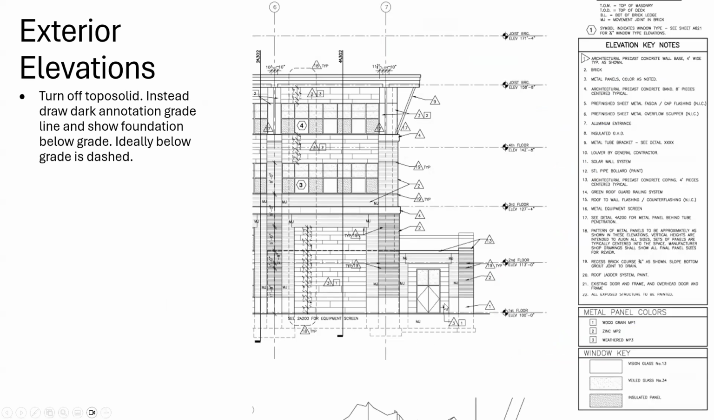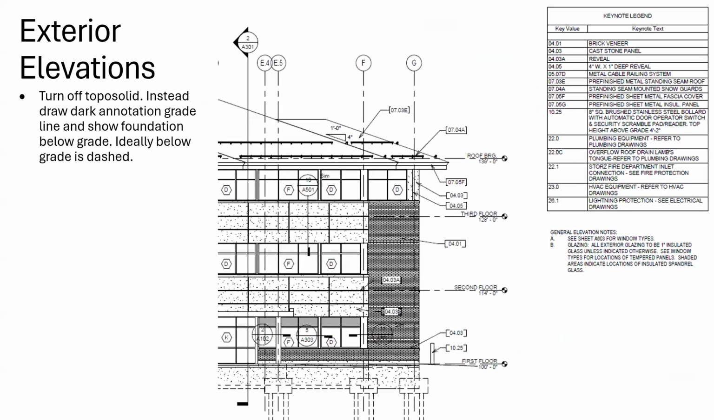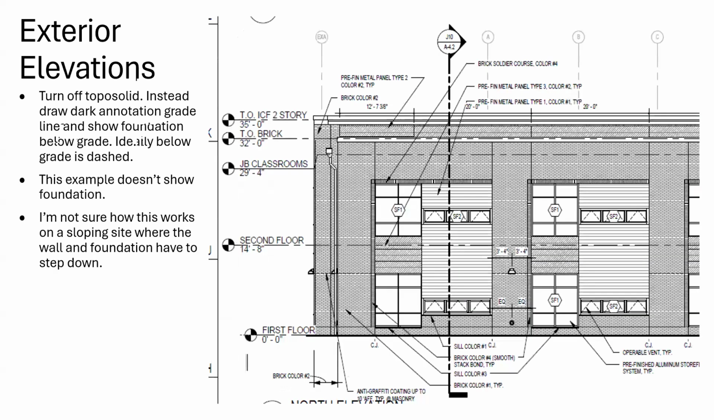So again, here, I kind of stole my thunder. I'm showing you just the topo solid is turned off here. Topo solid is turned off, everything's dashed. This example doesn't show the foundation. I think this is a mistake. I think it's really prone to confusion, especially if you had a sloping site. Because if I have a sloping site, my foundation oftentimes has to slope down to stay below frost. And then my brick ledge has to slope down so that I don't see a bunch of exposed foundation. So I think this is a mistake, actually.